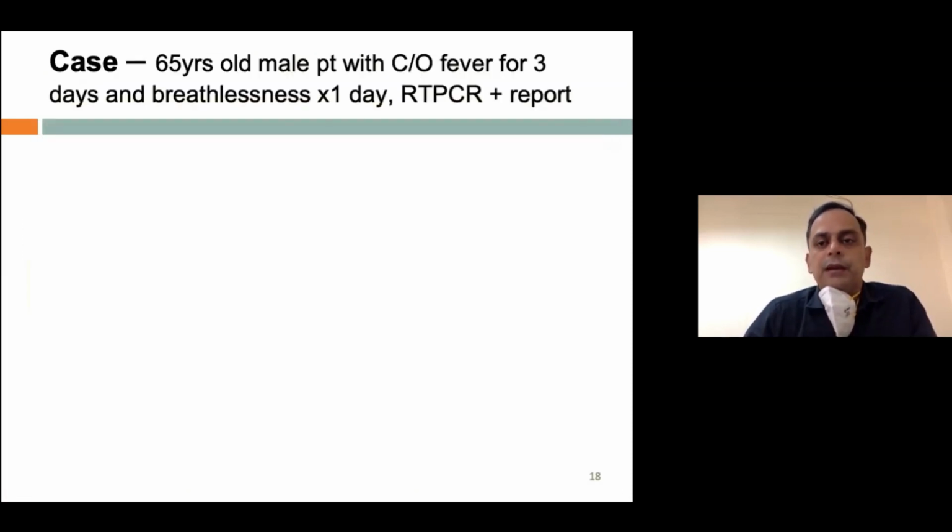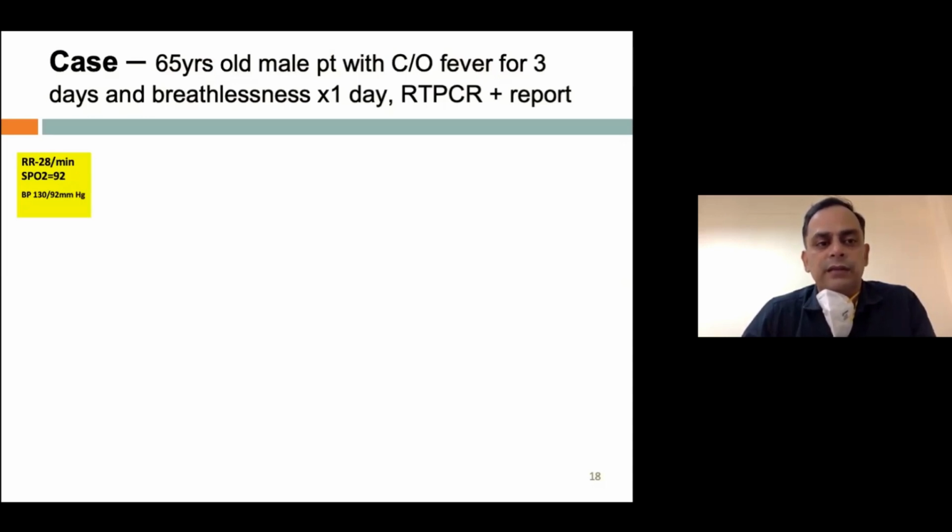So we have prepared a scenario. We'll just go through this very fast. Say a 65-year-old male patient with complaint of fever for the last 3 days and RT-PCR positive status has come to us, and he's having breathlessness for the last 1 day. On examination, we found that he's having a respiratory rate of 28 per minute and his saturation is lingering around 92. Then what will be the ideal mode of support which we should start?